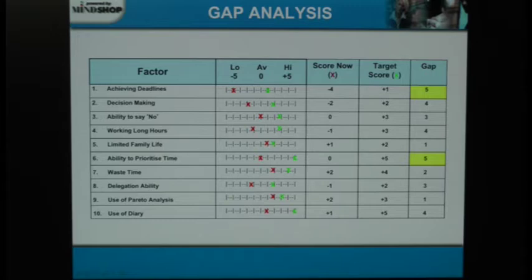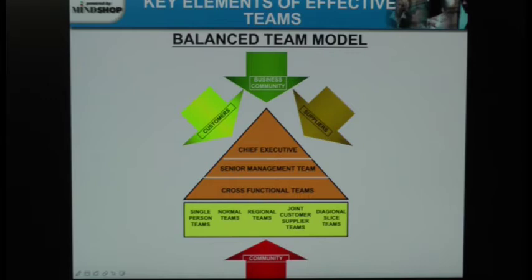And if you think of the Pareto rule 80-20, then if you work on those 2, you will directly or indirectly impact on much of the rest, if not all of the rest anyway. So balanced team models there.